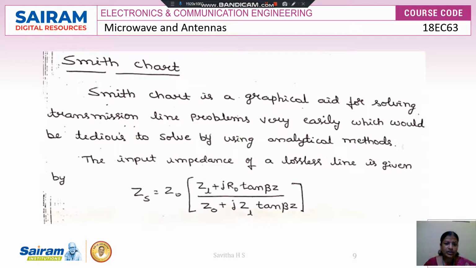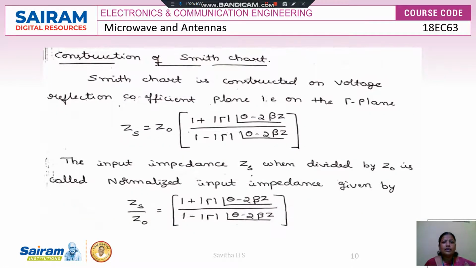So Zs is equal to Z0 (ZL plus jZ0 tan βz) divided by (Z0 plus jZL tan βz). So now we'll see the construction of the Smith chart. The Smith chart is constructed on the voltage reflection coefficient plane. So that is, we are given the reflection coefficient symbol and the plane. Now we will derive this formula.